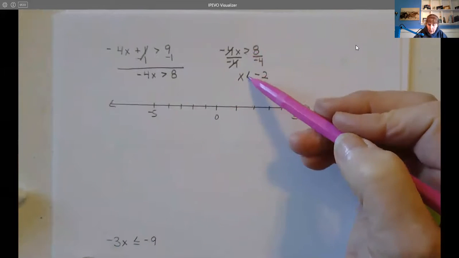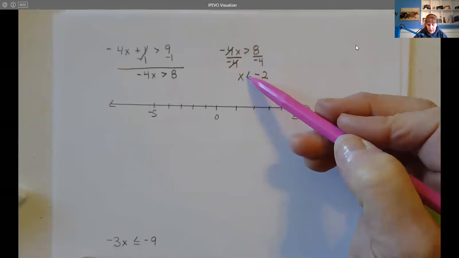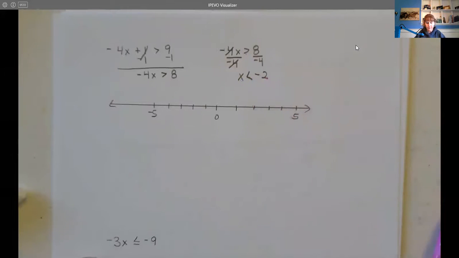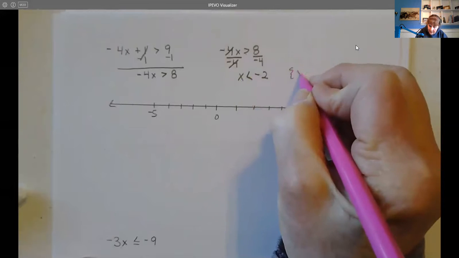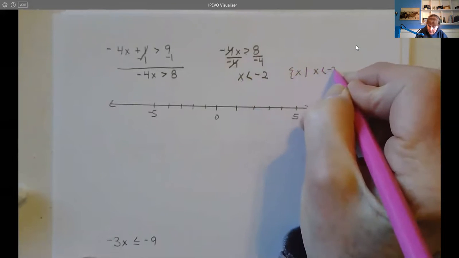This affects where we find our solution. So rather than finding them to the right of the negative 2, we need to find them to the left, smaller than the negative 2. We have the set of all x's such that all x's have to be less than -2.